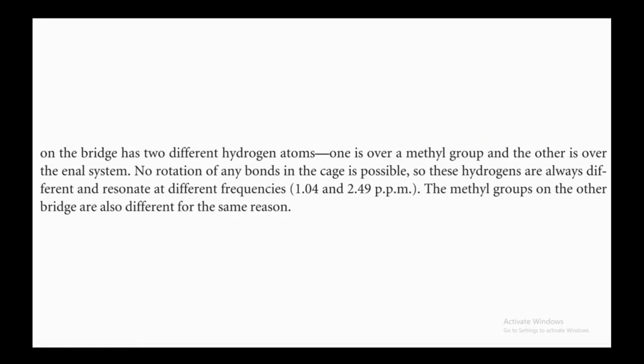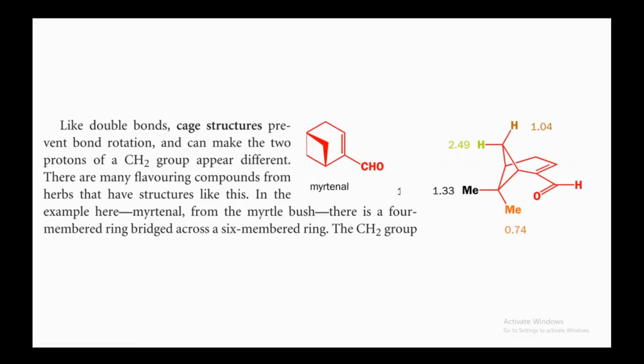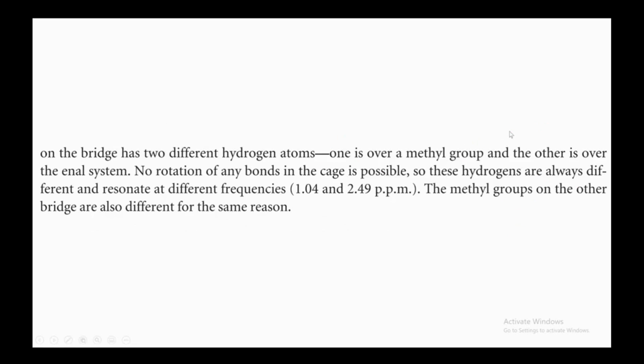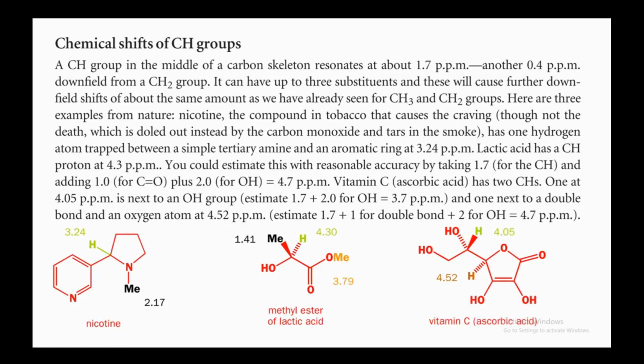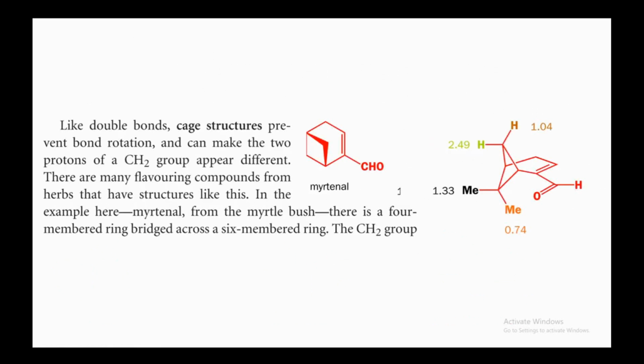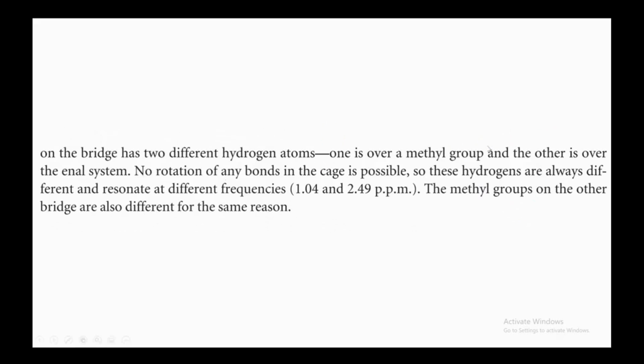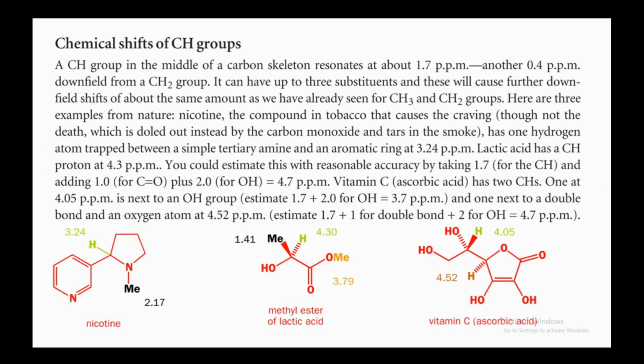And the bridge has two different hydrogen atoms. One is over a methyl group, this one, and the other one is over the enal system. That's the one. No rotation of any double bond in the cage is possible, so these hydrogens are always different and resonate at different frequencies, 1.04 and 2.49. The methyl groups on the other bridge are also different for the same reason.